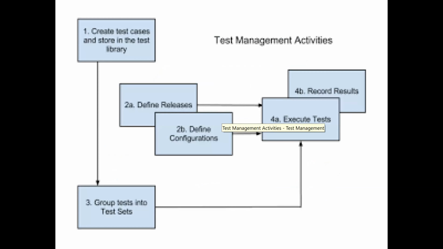The next topic is called test management activities. While performing the test management, how is the flow of actions carried out among various components? The first step is to create test cases and store them in the test library. First, we need to identify the test strategy, test plan, then test cases. A number of test cases will be created and the library will be generated. Then it will go to group tests into test sets.